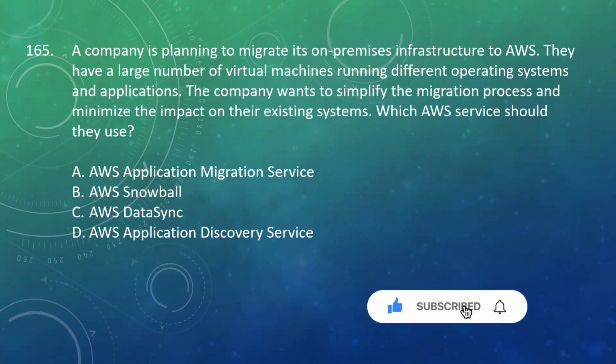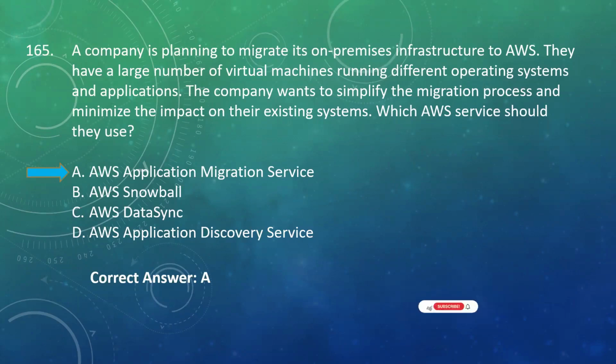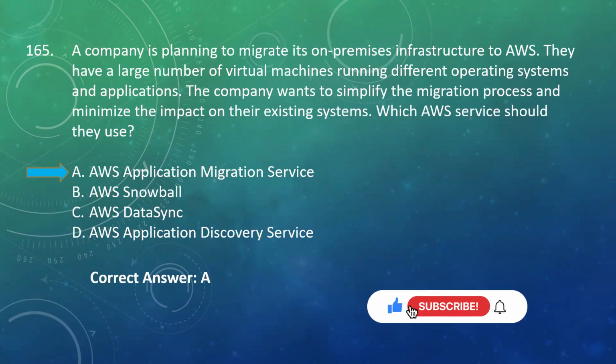And the correct answer here is option A, AWS Application Migration Service, which is a highly automated lift and shift solution that simplifies, expedites, and reduces the cost of migrating applications to AWS. It also allows companies to lift and shift a large number of physical, virtual, or cloud servers without compatibility issues, performance disruptions, or long cutover windows, which is one of the requirements in this question.